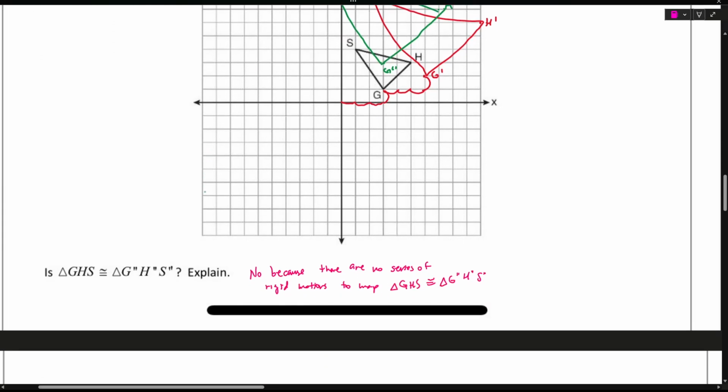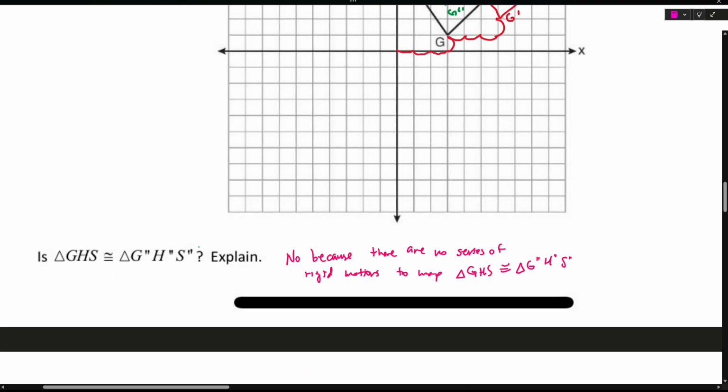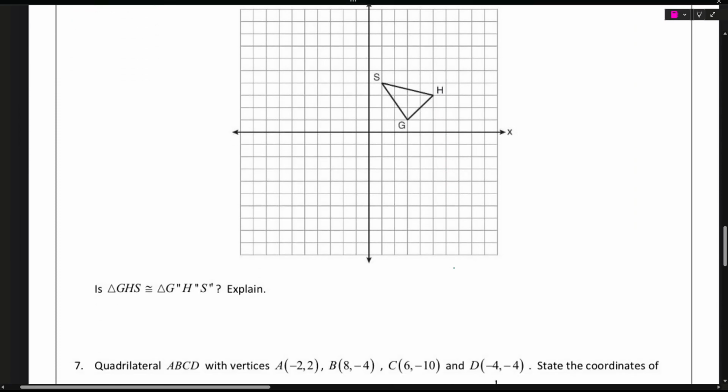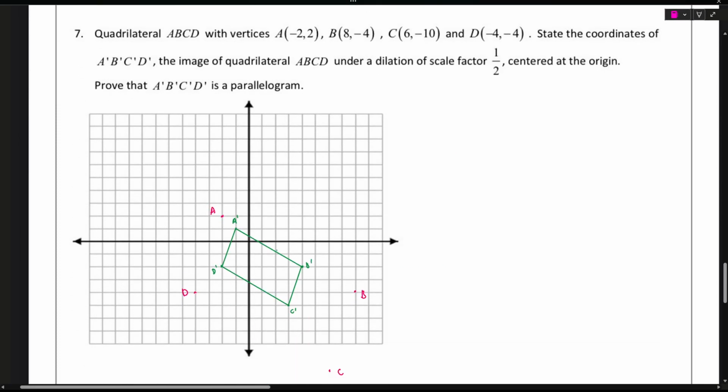Okay. And then a question like this, like, is it congruent? No, usually the answer that they're looking for is there's not a series of rigid motions to map these two together. Okay, next. This is the same one.